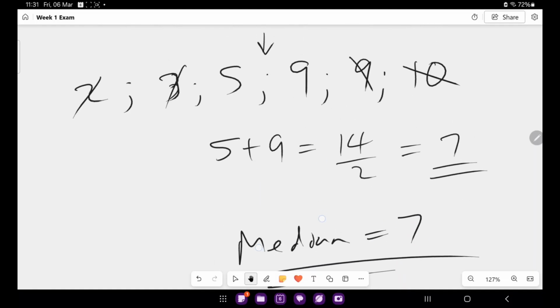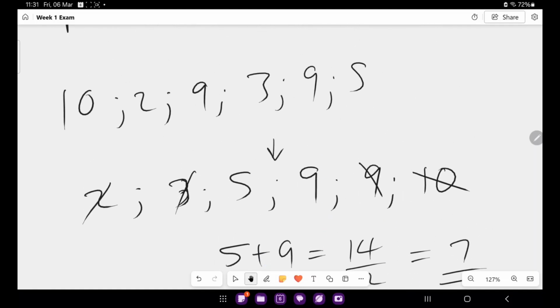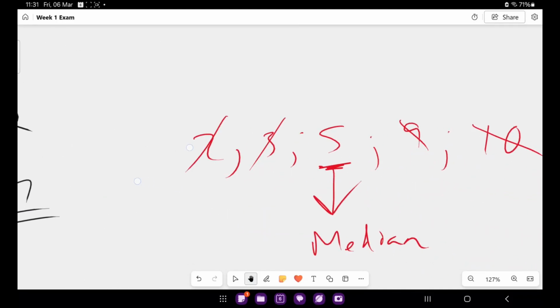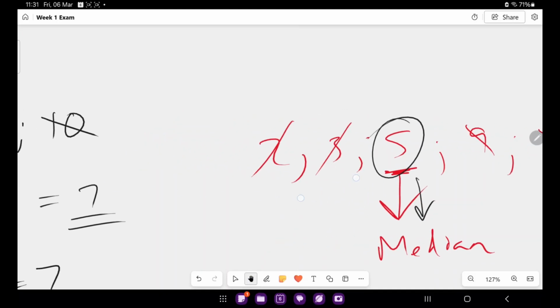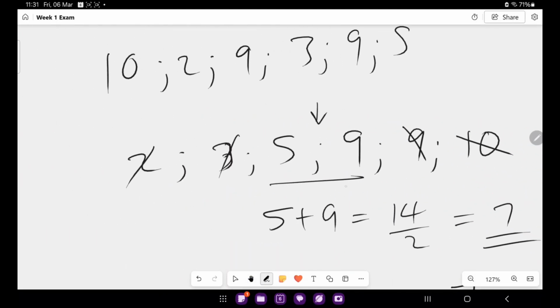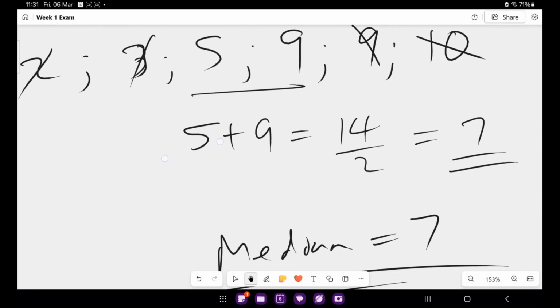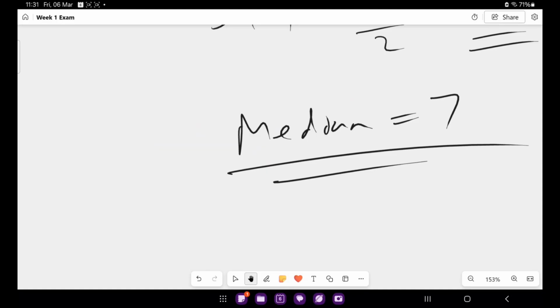So to recap here, we said we arrange from lowest to highest or highest to lowest. Then we cancel in pairs from the outermost numbers going inwards. And if we have a scenario whereby when we cancel, we're left with 1 in the middle, that becomes our median. But in a scenario whereby we are left with 2 in the middle instead of 1, we add the numbers together, then divide by 2. Then the answer that we get, which in this case is 7, becomes our median.